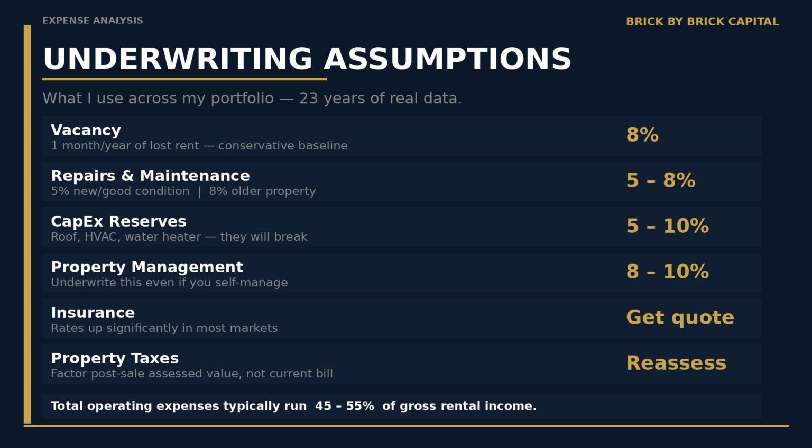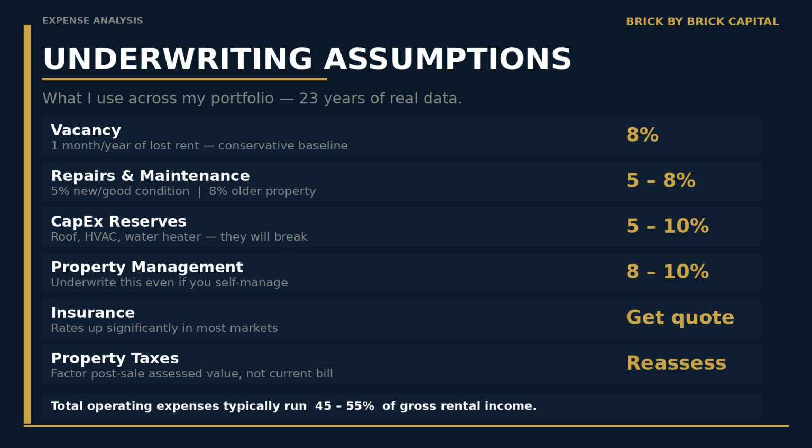Capital expenditure reserves, 5 to 10% of gross rent annually. CapEx is not maintenance. CapEx is the roof, the HVAC, the water heater, the windows. These things don't break every year, but when they break, they're $5,000 to $15,000. If you're not reserving for them monthly, you will be caught flat-footed when they hit.